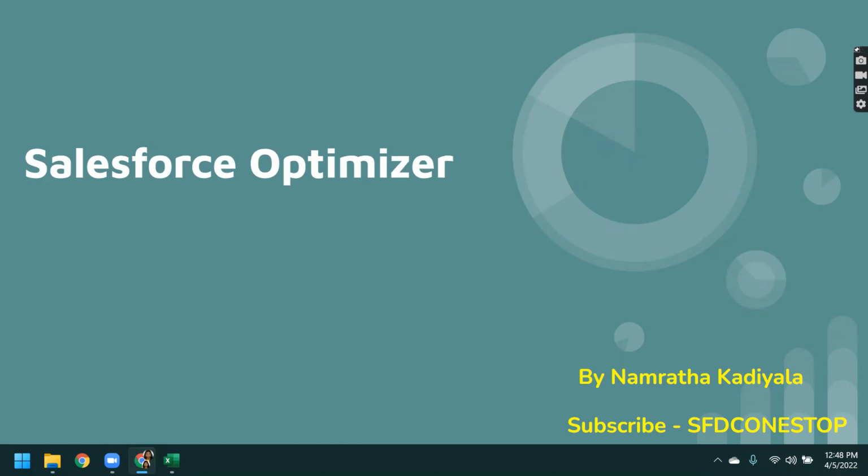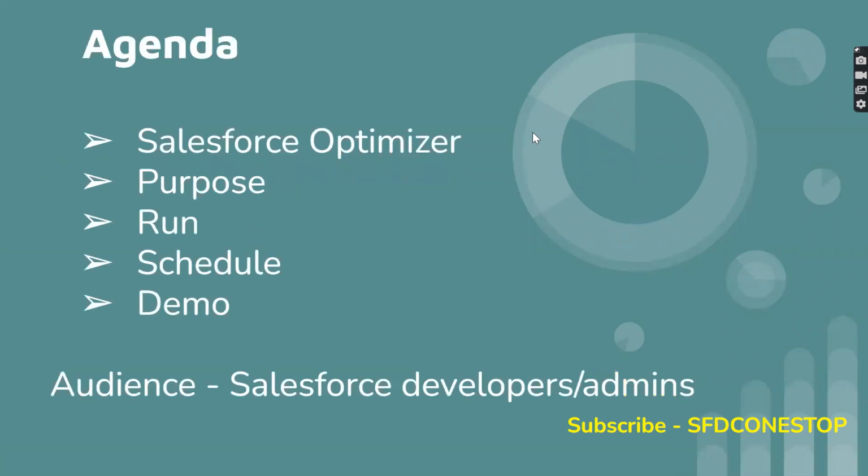In today's video session, we're going to cover another topic in Salesforce, which is Salesforce Optimizer. Here is the agenda for today's session. We're going to understand what Salesforce Optimizer is, what its purpose is, how you can access the Salesforce Optimizer and how you can run it. And then we'll also understand how to schedule it automatically, or how to run it manually. And then we will get into our demo.